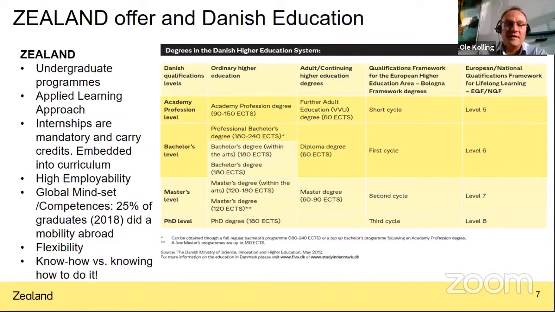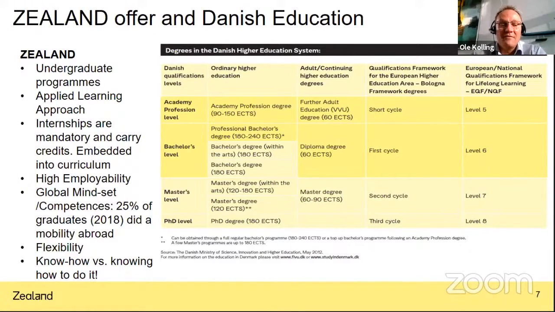This, of course, also means that when we look upon employability, our students and our graduates have a relatively high employability. Why? Simply because besides studying, they also develop their work experience while studying with us. We focus also on developing our students' global mindset and global competences. And the latest figure, which we measure upon graduates, shows 25% of our graduates in 2018 had done a mobility abroad. So either doing an internship abroad or doing a study abroad.